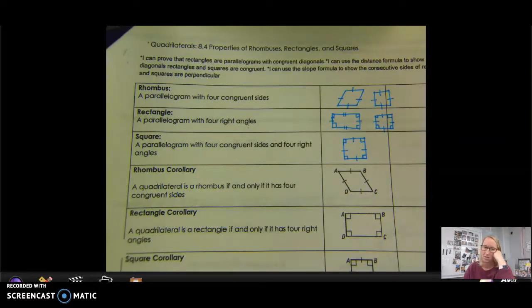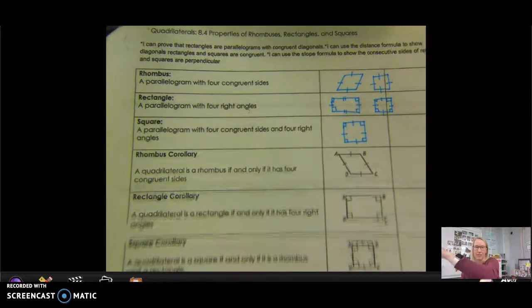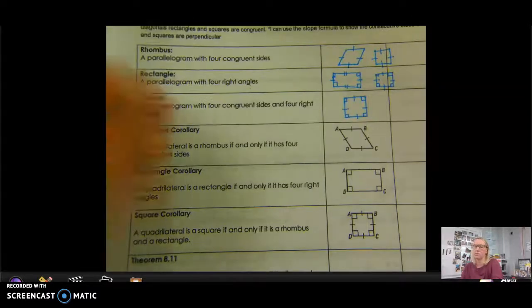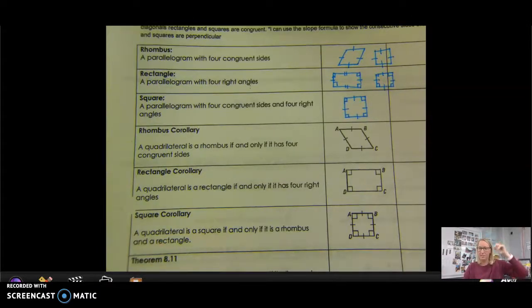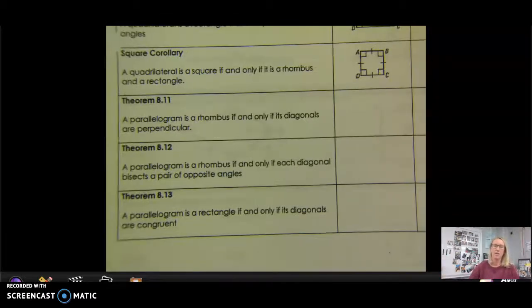Rectangle corollary: a quadrilateral is a rectangle if and only if it has 4 right angles. So it has to have the 4 right angles to be a rectangle. Essentially they're taking these definitions and writing them in what we call the best definition in a biconditional statement. And then square corollary: a quadrilateral is a square if and only if it is a rhombus and a rectangle, which we talked about above.